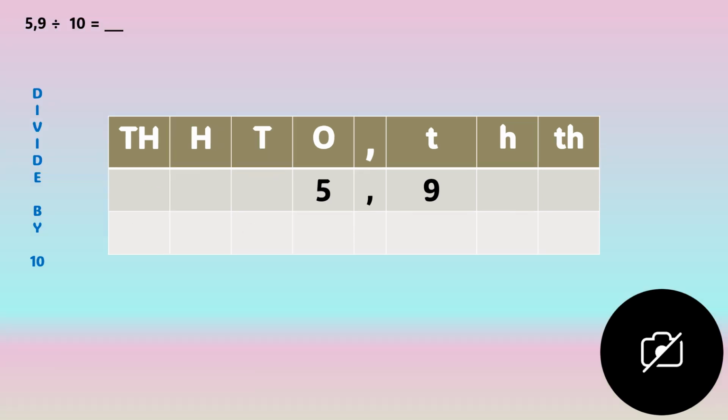Now we're going to do division. When we divide, we're going to start with two numbers, which is 5 and 9, and it is 5,9. 5 is in the ones column and the 9 is in the tenths column. So we're going to divide now by 10. I'm putting in the place values so you remember.